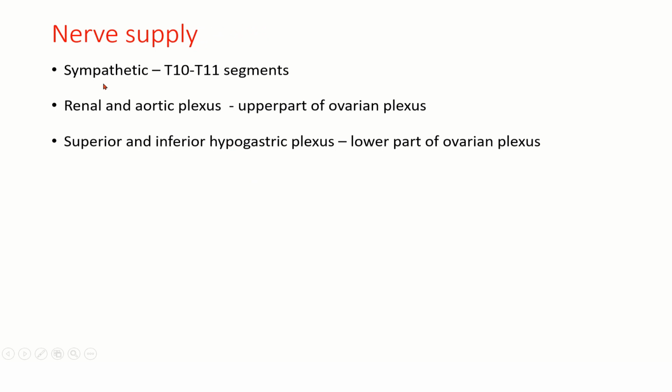Nerve supply. Sympathetic. The preganglionic fibers come from T10 to T11 segments. They are conveyed through the renal and aortic plexus, which contribute in the formation of the upper part of the ovarian plexus, and the superior and inferior hypogastric plexus will contribute in the formation of the lower part of the ovarian plexus, and these supply the ovary.